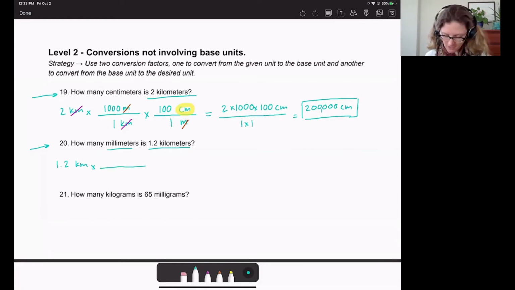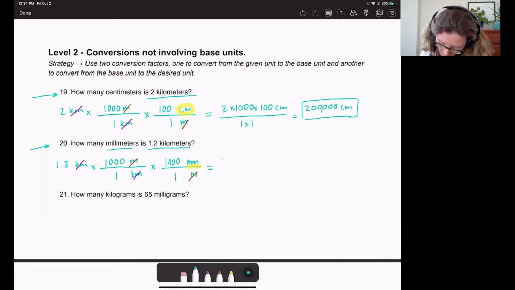So to convert from kilometers to meters, I want kilometers on the bottom so that it will cancel out the kilometers in my given information. And I know that there are 1,000 meters in every 1 kilometer. And now I need to convert from meters into millimeters. So I'm going to put meters at the bottom and millimeters on top. That will result in meters canceling out, and the only unit remaining will be the millimeters, which is perfect. And now I just need to fill in that there are 1,000 millimeters in every 1 meter.